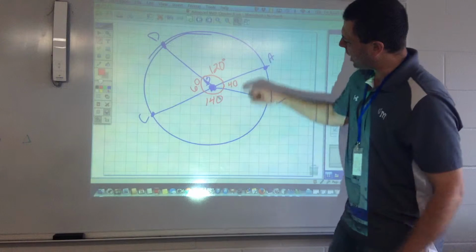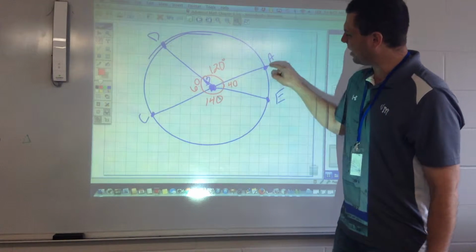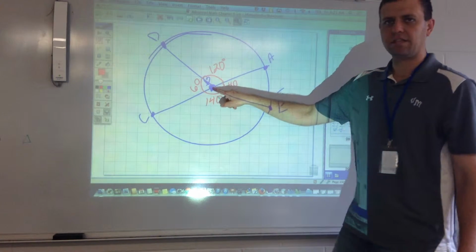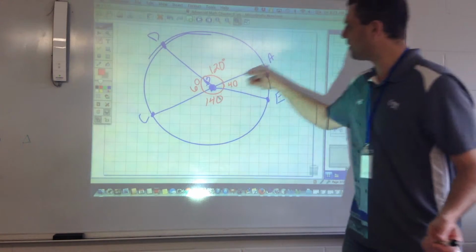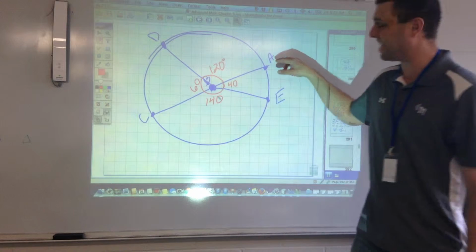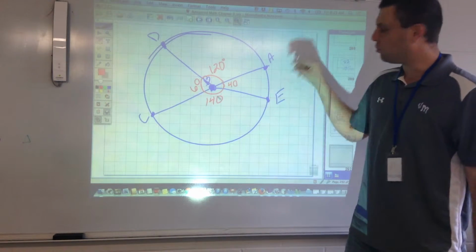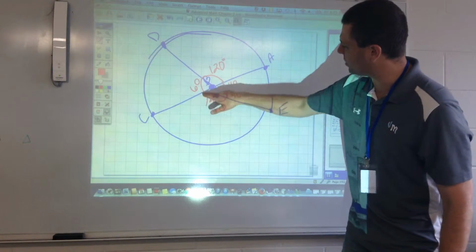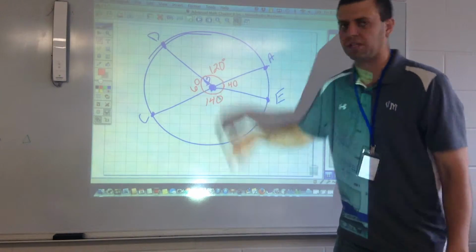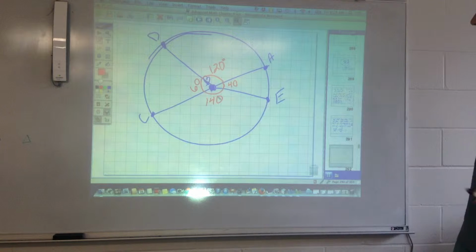A central angle is an angle whose vertex is at the center of a circle. Another great creative name by famous mathematicians. Central angle, an angle whose vertex is at the center of a circle. So that's a central angle, this is a central angle, that's a central angle, that's a central angle. All right, pretty common there.